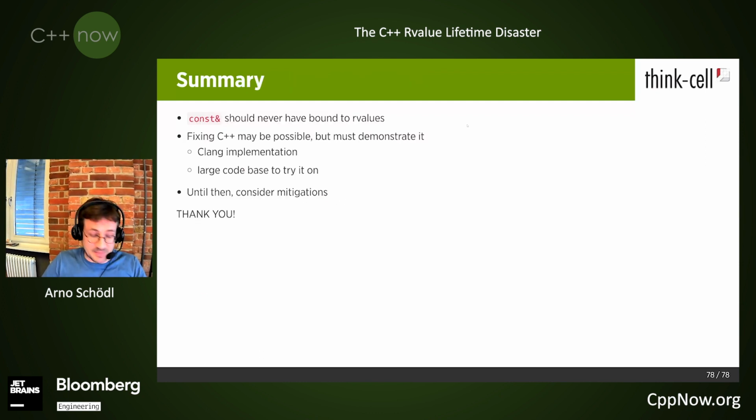Okay, I'm coming to the end of my talk. The const reference should never have bound to rvalues. I think that was a mistake, and probably there were factual reasons for it because of the backward compatibility you had to maintain when introducing rvalue references, and I'm sure that's where this problem comes from. Fixing C++ may be possible, but I haven't demonstrated it. I just had some funky ideas. We would certainly need a Clang implementation, and then we would need to try this on a large code base, to see whether that's actually feasible to do. And until then, we just have mitigations. So thank you very much.